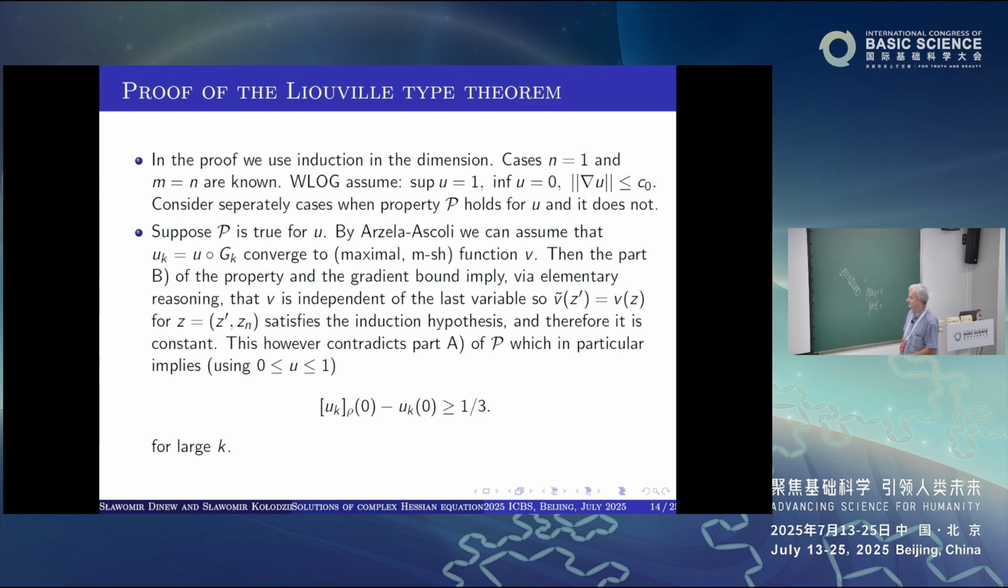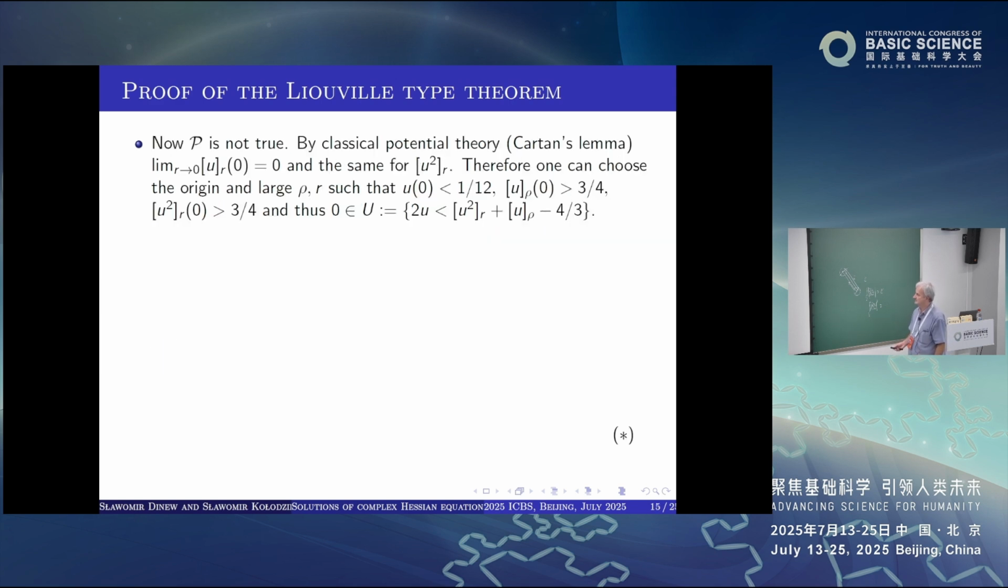So we use property B, but then we get a contradiction with part A of property P, because in particular, you remember we had this 4 over 3, and we have the bounds for u between 0 and 1. So in particular, we get this inequality for v and therefore for uk for sufficiently big k. Okay, so this is the part when we assume that P is true.